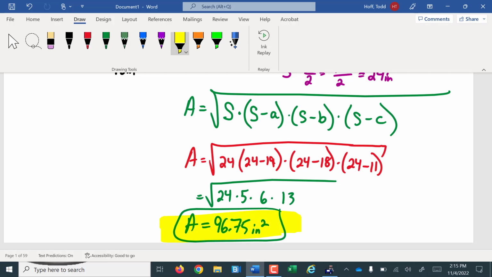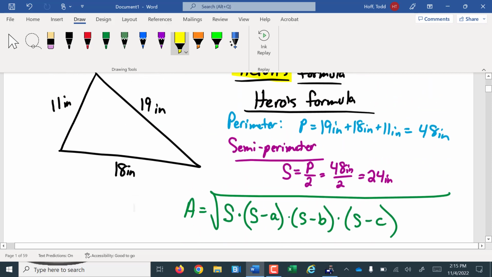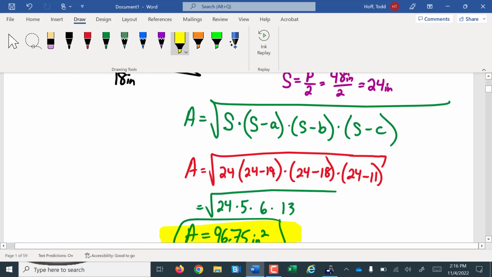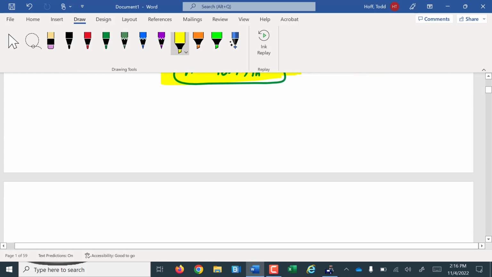But so we were able to find the area of this without knowing an altitude or without having any sort of right angle for it. Not a real pleasant formula, though, is it?